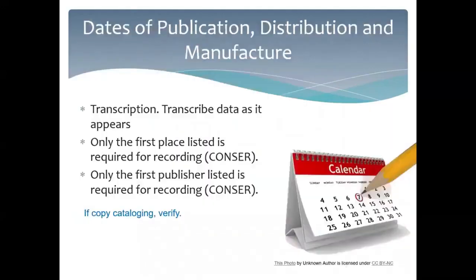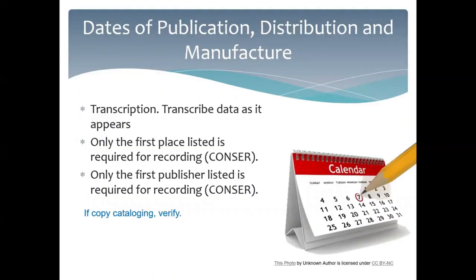So, dates of publication. We're moving on to the 264, dates of publication, distribution, manufacture, transcription. Again, describe the data as it appears. Only the first place is required for recording, so you only list the first place in a list. Only the first publisher listed is required for recording. That's CONSER standards. RDA says you can record all of them. I would say most catalogers do not record all of them. I'll just be honest. Although RDA says a lot of things that you could do that make a lot more data, I think catalogers still have a tendency to try to simplify it a little bit.